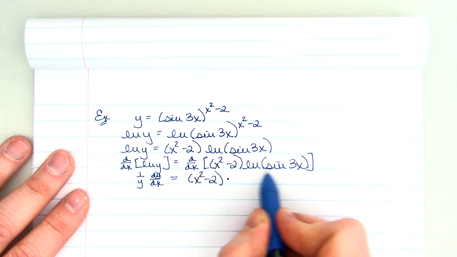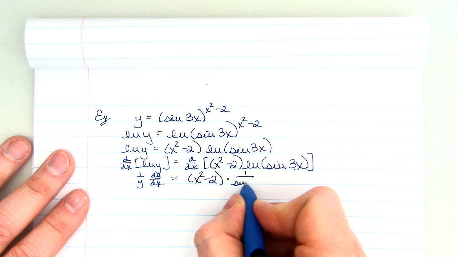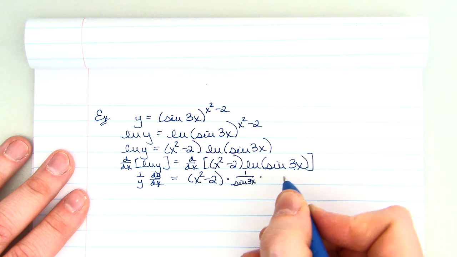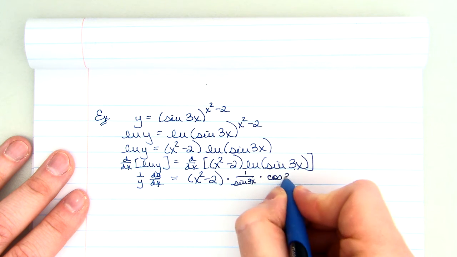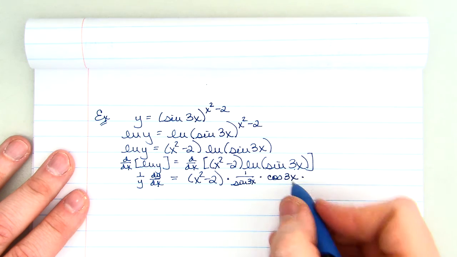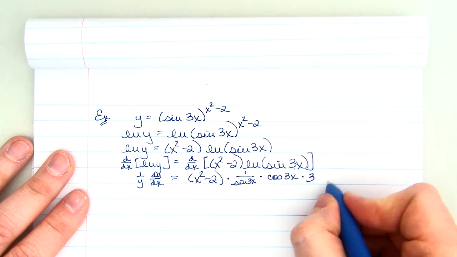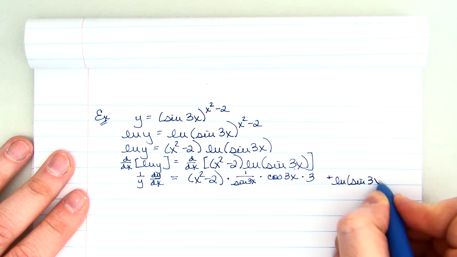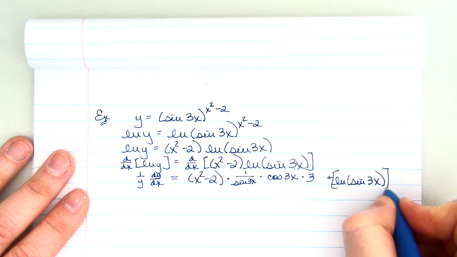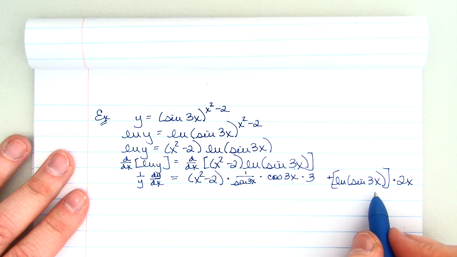In fact, looks like a 3-part chain rule thing. Take care of your natural log. You get 1 over the sine of 3x times the derivative of the sine. Okay, derivative of sine is cosine 3x times the derivative of what's inside there, so times 3. Plus second times derivative of the first. Natural log sine 3x. And I'm going to multiply that thing by 2x. I just want to show that the 2x isn't inside the natural log.